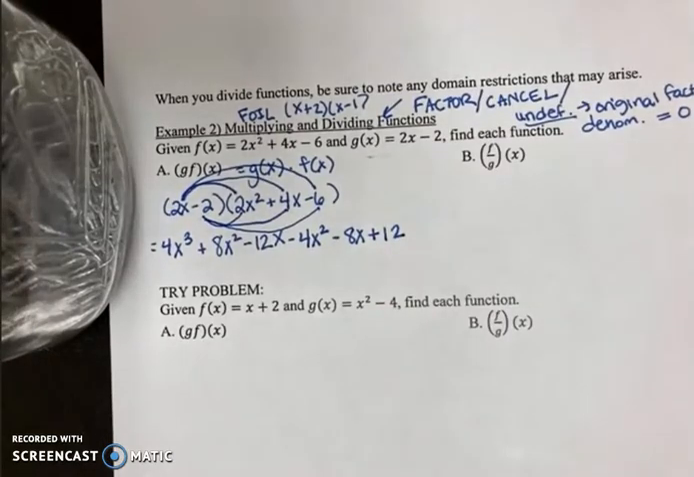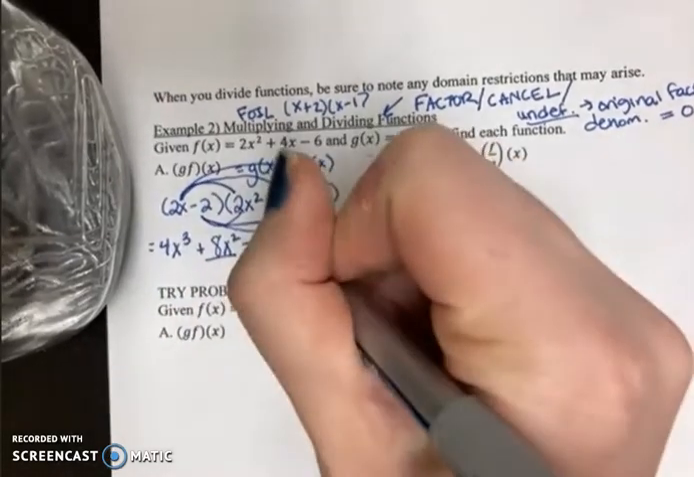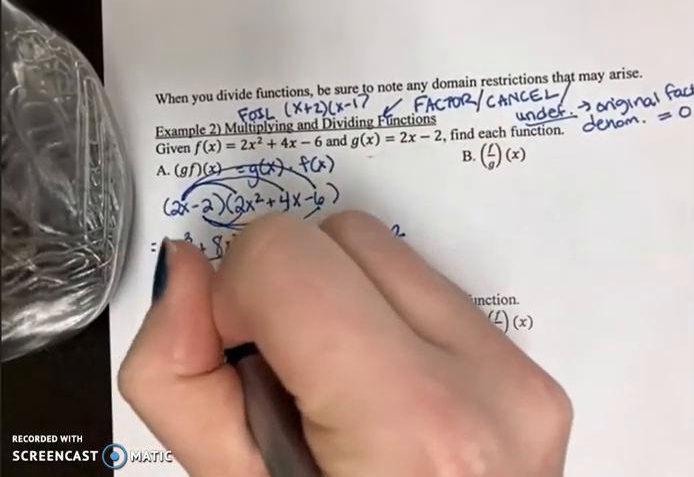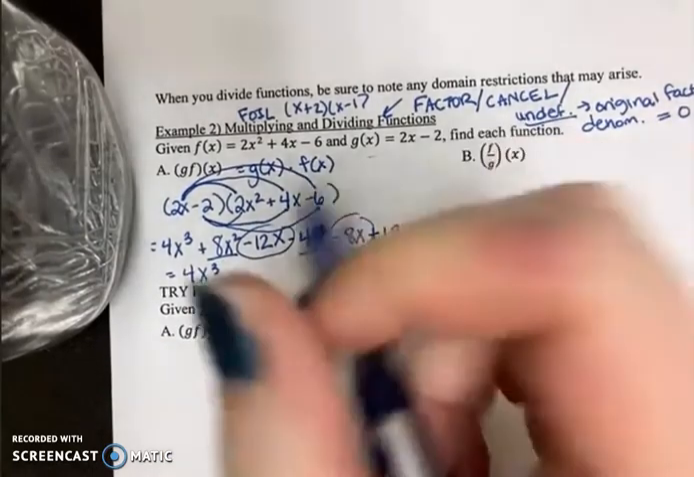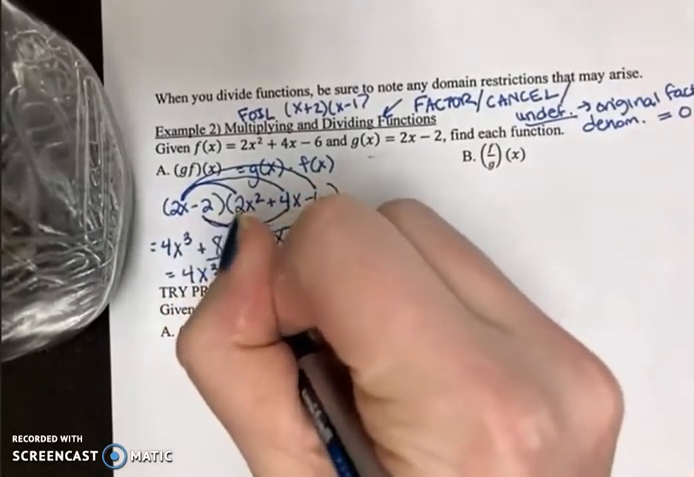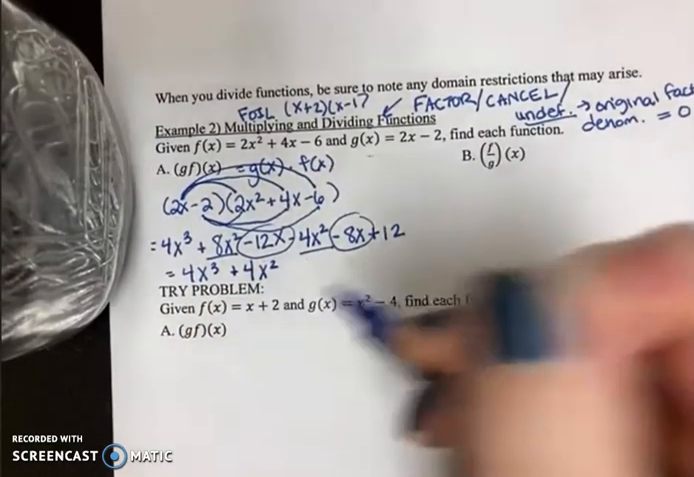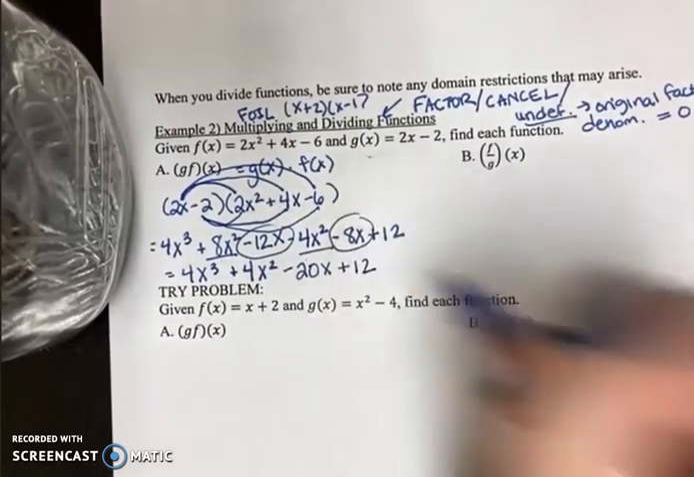Now at this point, you would like to combine your like terms. So I see I can combine my x squares and my x's. So that gives me 4x cubed. 8 minus 4 is a positive 4x squared. And I had a negative 12x minus 8x, so that's negative 20x. And then that plus 12 at the end.